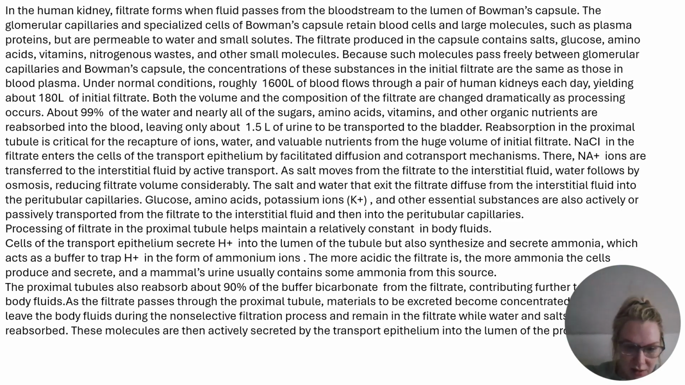As the filtrate passes through the proximal tubule, materials to be excreted become concentrated in the urine, leaving the body fluids. Some molecules escape during the non-selective filtration process and remain in the filtrate as the water and salts are reabsorbed. Other molecules are actively secreted by the transport epithelium into the lumen.